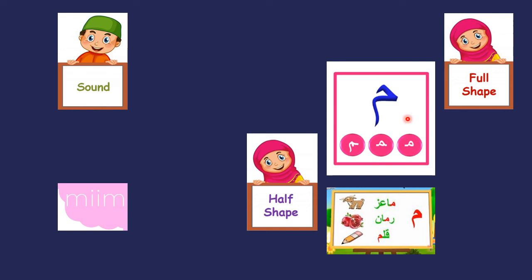The full shape of meem is this, and it has three proper shapes: the starting shape, the middle shape, and the end shape. In the words, the starting shape looks like this, the middle shape, and the end shape. And the sound is meem.